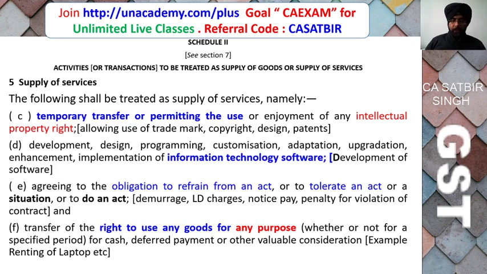Transfer of the right to use any goods for any purpose, whether or not for a specified period, for cash, deferred payment or other valuable consideration. An example is renting of a laptop. So it will be a supply of service only, because you are transferring the right to use this laptop for any purpose.